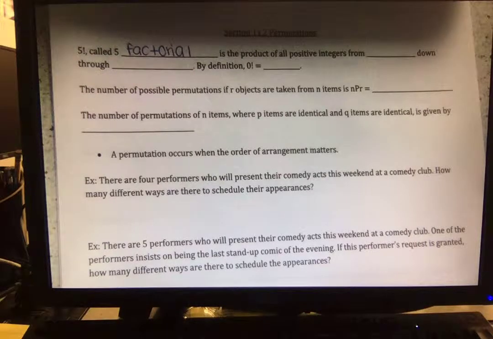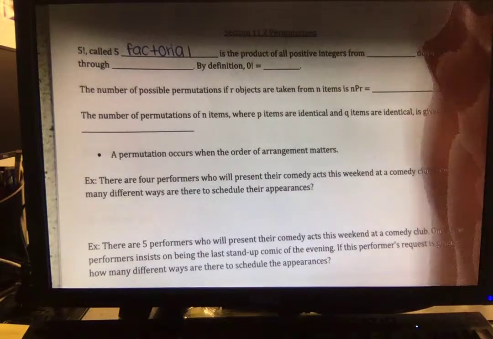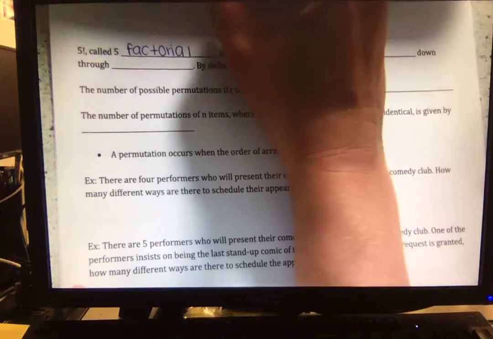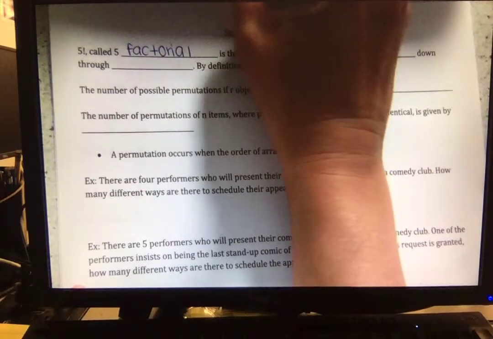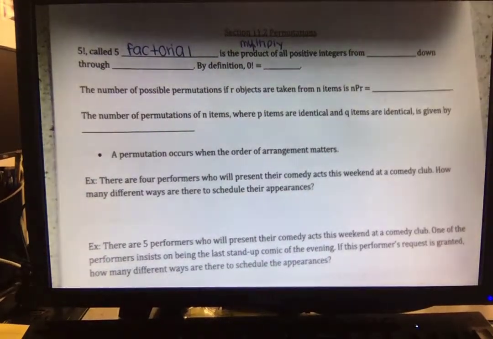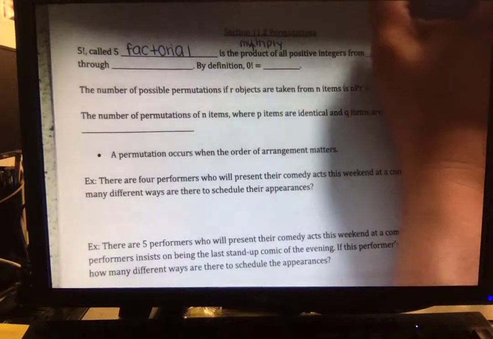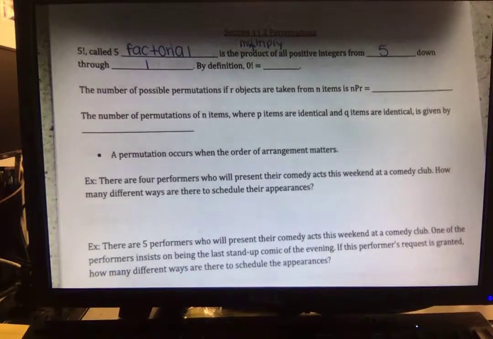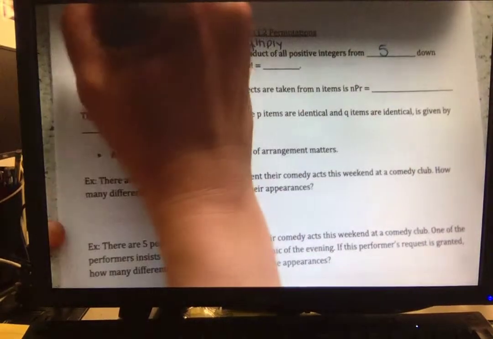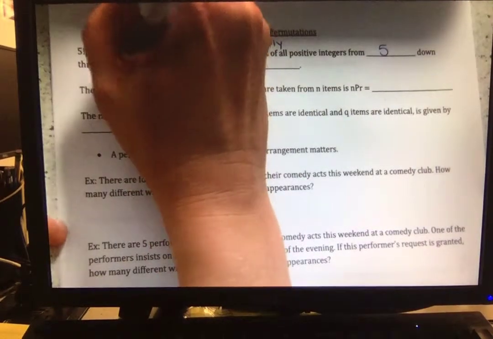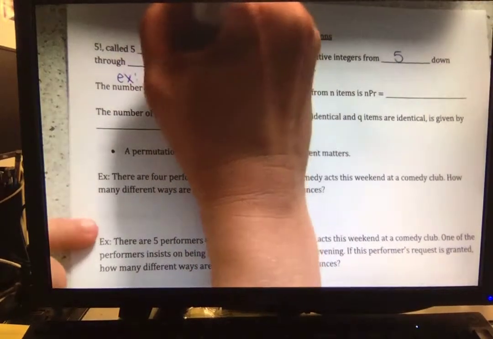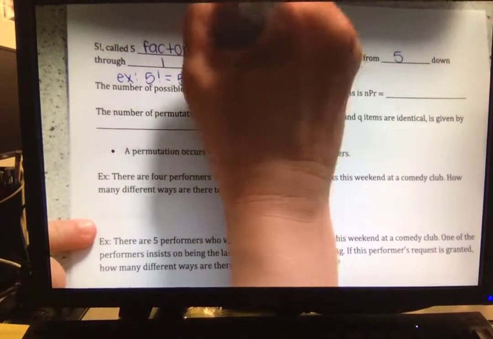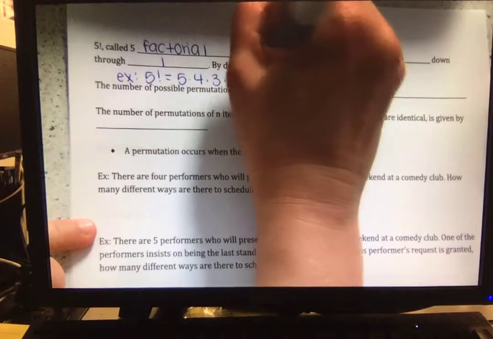So what does product mean? Add, subtract, multiply, or divide? Multiply. So we are going to multiply all positive integers from 5 down through 1. So for example, 5 factorial would be 5 times 4 times 3 times 2 times 1.